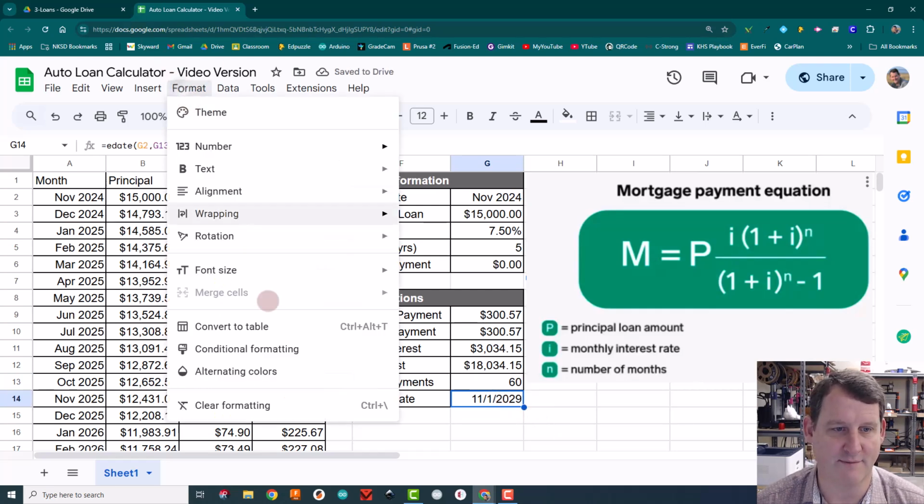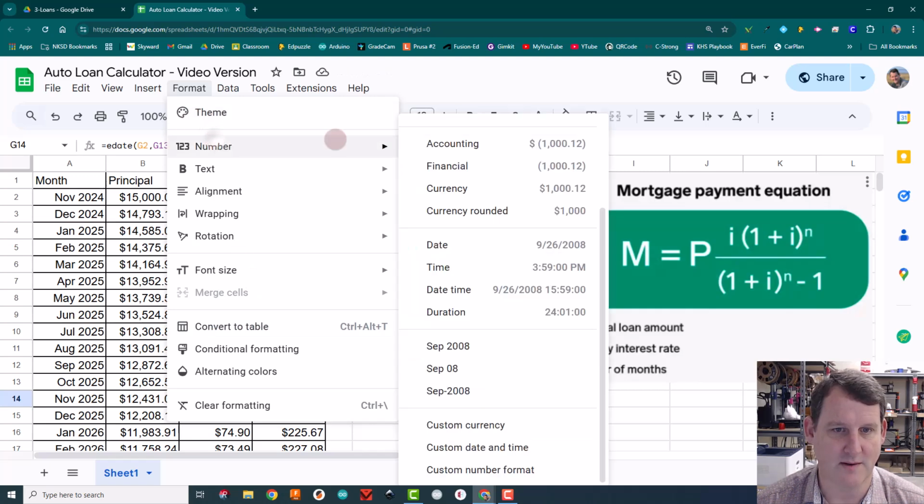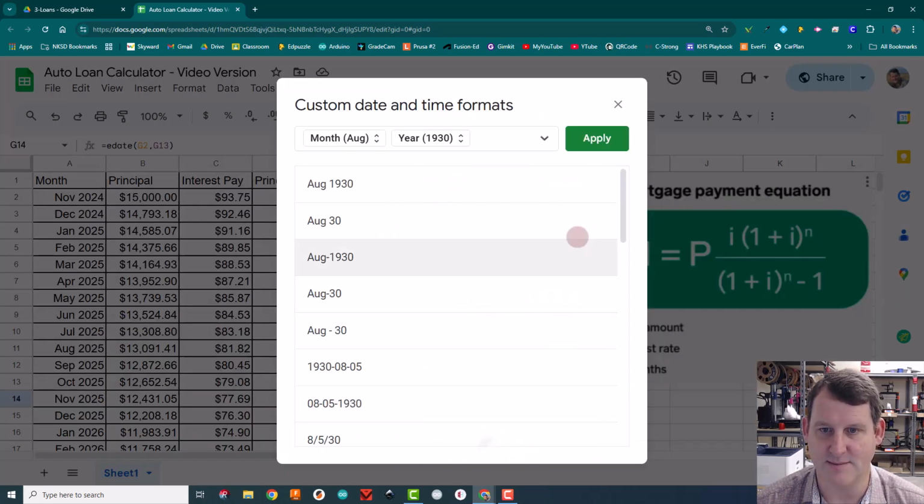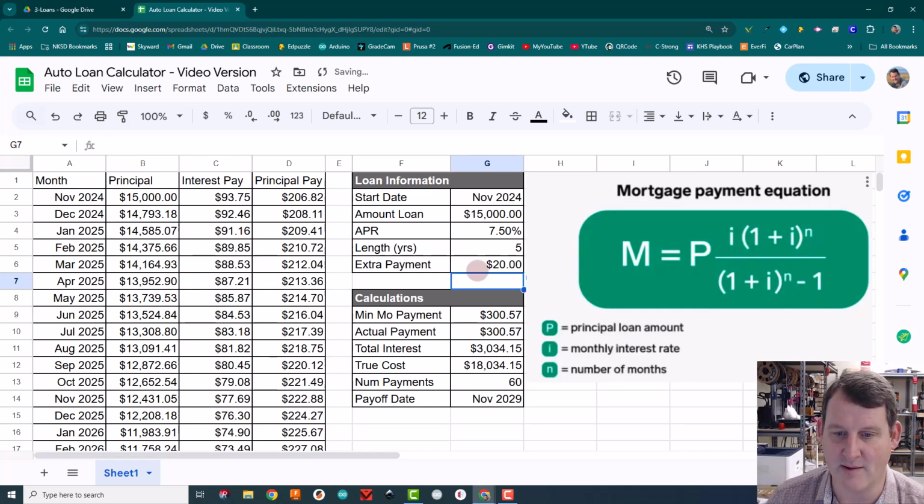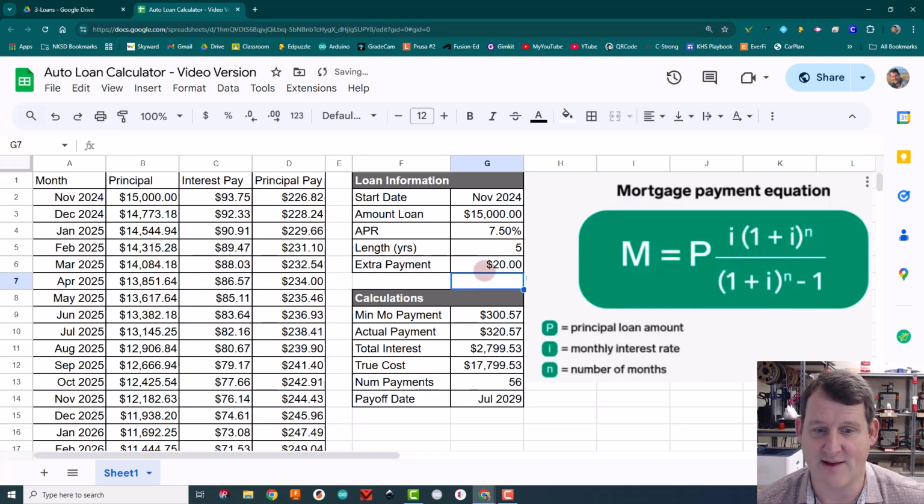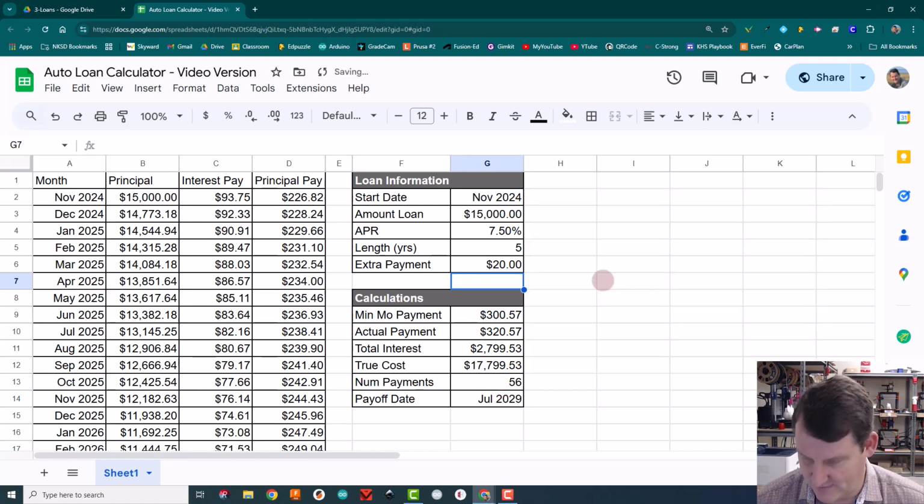I'm going to do a quick format: number, custom date and time, and apply that. November 2029. Now if we come back up here and we hit 20 bucks extra a month, you can see it adjusts everything. We actually get done 4 payments early, ending in July of 2029. Delete this real quick. And that's it, my friends.